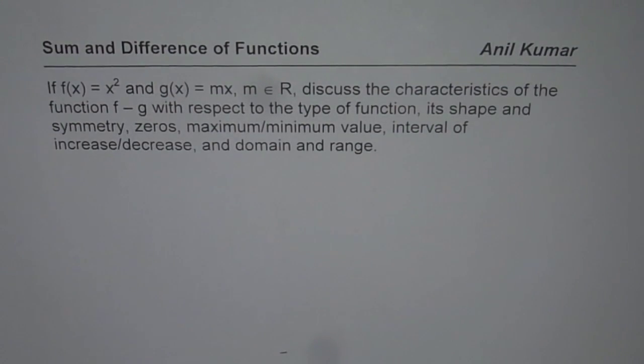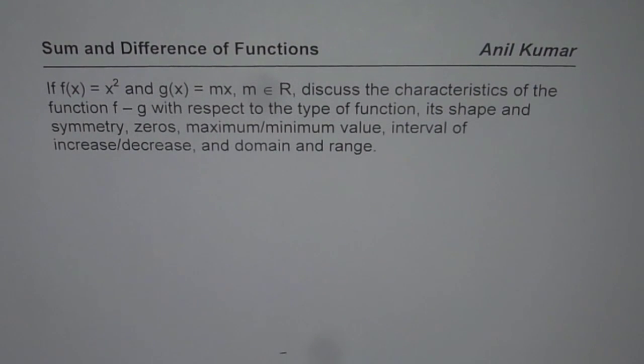I'm Anil Kumar, and here is an excellent communication question on sum and difference of functions. If f of x equals x squared and g of x equals mx, where m belongs to real numbers, discuss the characteristics of the function f minus g with respect to type of function, its shape and symmetry, zeros, maximum minimum value, interval of increase or decrease, and domain and range.